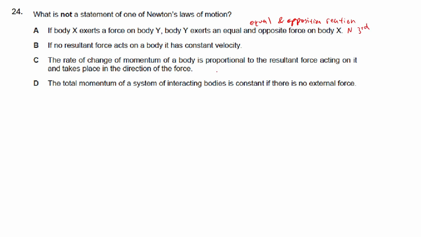If no resultant force acts on a body, it has constant velocity. So this is Newton's first law. If an object has no resultant force, it will either stay at rest or move at a constant velocity. The rate of change of momentum is proportional to the resultant force acting on it, and it takes place in the direction of the force. Okay, so this is actually Newton's second law. This is just saying momentum P is proportional to the force in the direction of the force. And it is indeed proportional to T. But this may or might not be the answer, so let's look at D.